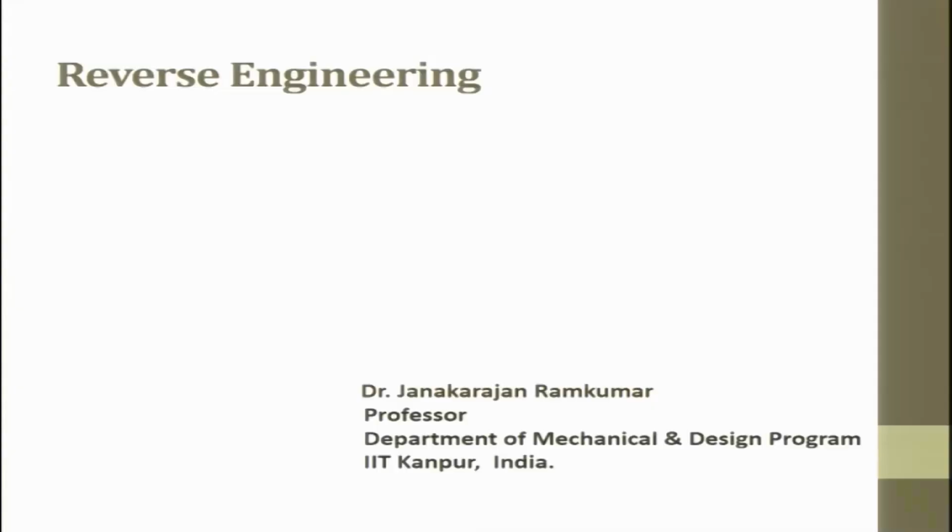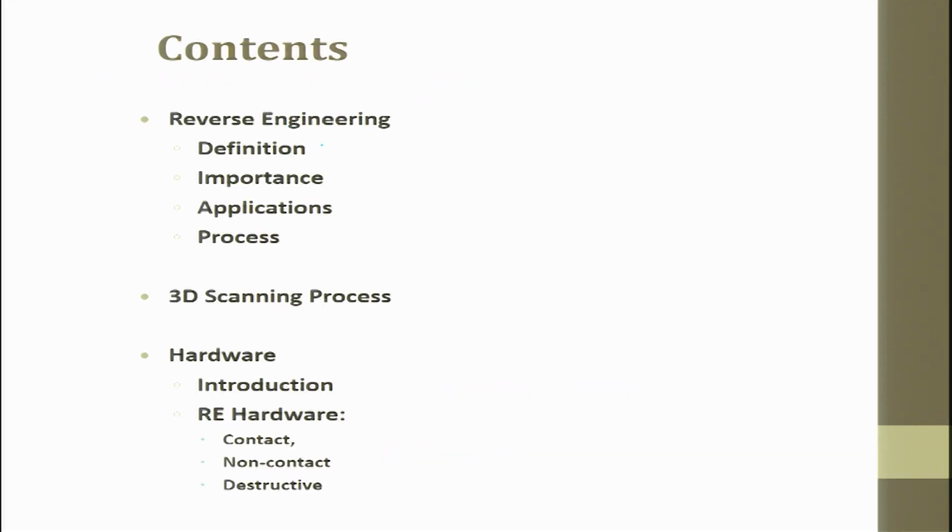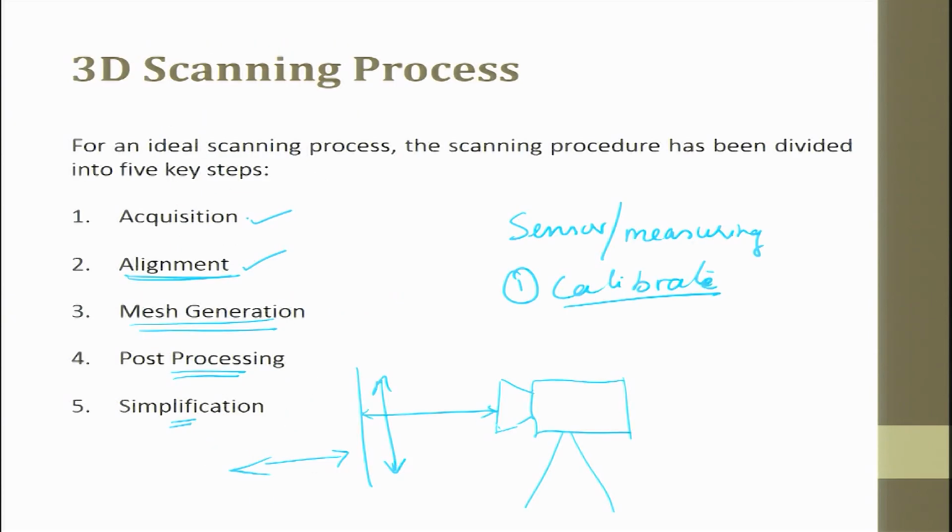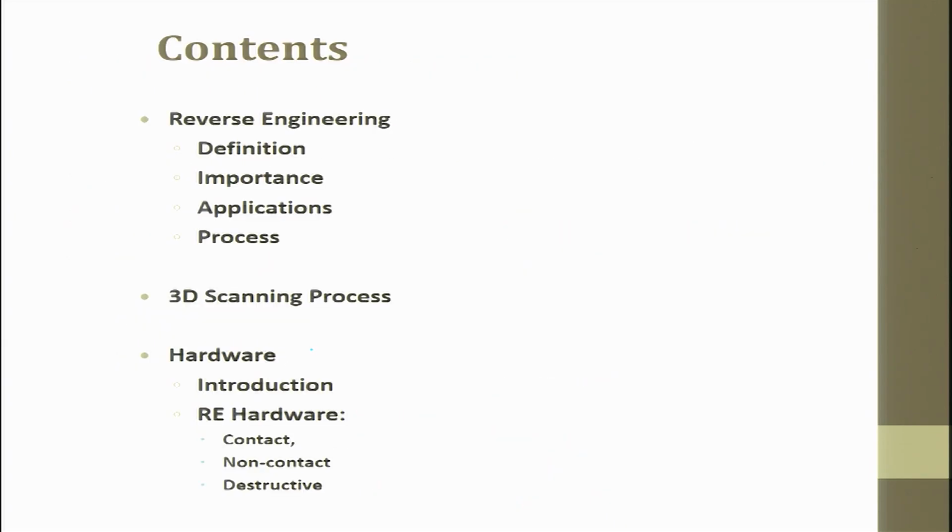So, continuing with the reverse engineering lecture, we initially saw the definition, importance, application and contact and non-contact processes. We also saw the 3D scanning processes, for example, all these steps: acquisition, alignment, meshing, post processing and simplification. This lecture will be more focused towards hardware: an introduction to RE hardware, contact, non-contact and destructive types.